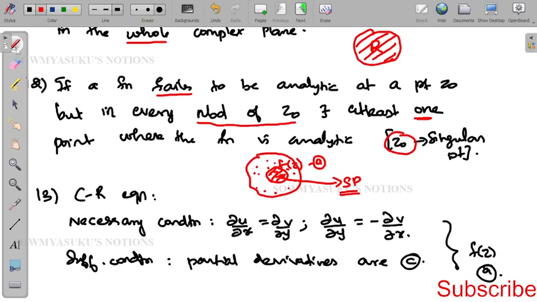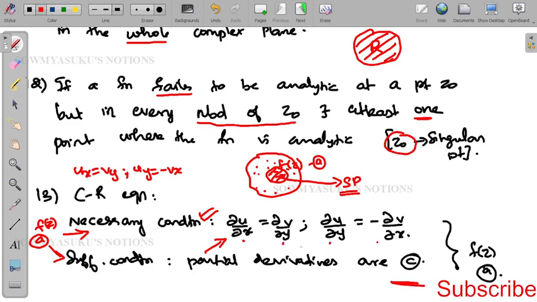Then the CR equation. We know that if U and V satisfy the CR equation, it means Ux is equal to Vy and Uy is equal to minus Vx. For a function to be analytic, the necessary condition is this one, that is, the CR equation. And a sufficient condition for the function to be analytic is that the first order partial derivatives, each and every one, should be continuous. So if the first order partial derivatives are continuous, then we can say that it is the sufficient condition for the function to be analytic. The next one, 14th one.